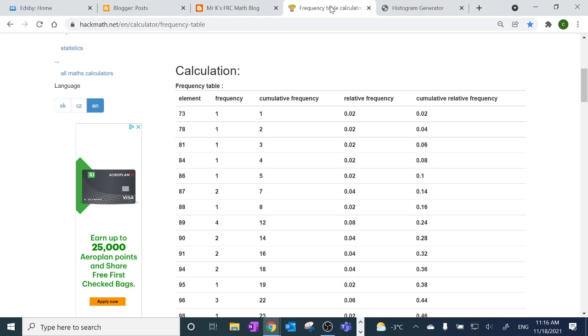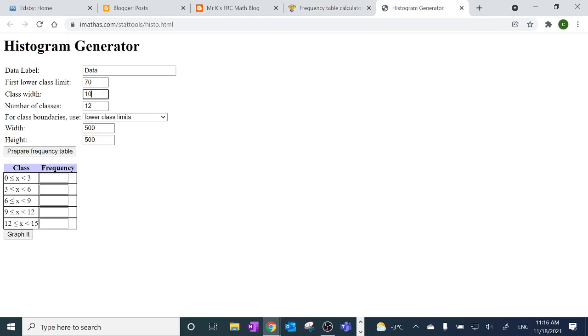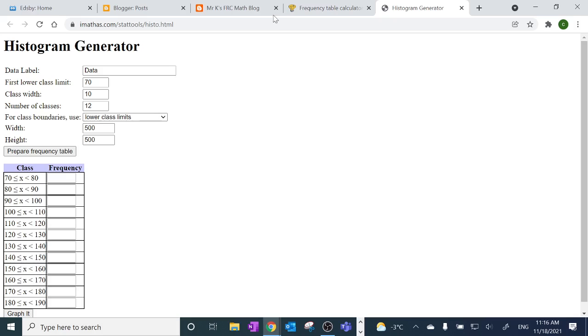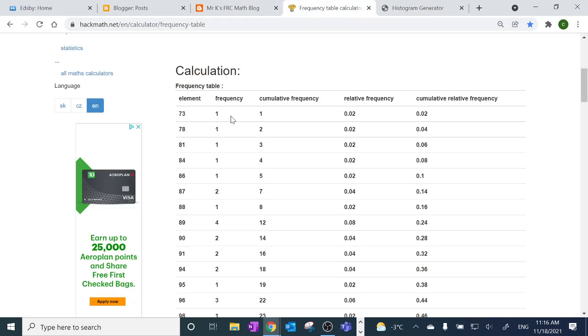Right? Look at the frequency. 70s, 80s, so I start at 70. I'm counting by tens. I'm going 70s, 80s, 90s, 100s, 110s, 120s, 130s, 140s, 150s, 160s, 170s, 180s. So that's 12 unless I've counted wrong. And then prepare the frequency table, and now I just count and make kind of a tally chart here.